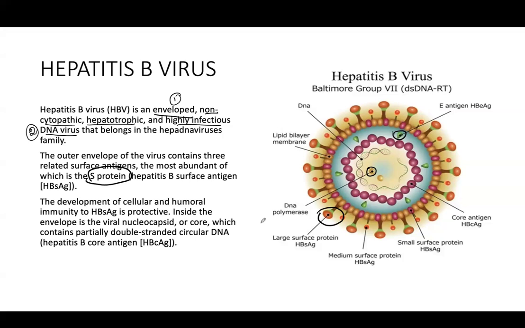This is the overall picture of hepatitis B, and this is the core antigen, HBcAg. And this is the E antigen, HBeAg. This is the structure of the hepatitis B virus. Make sure no one has any doubt in this. This is the basics, the microbiology of it.